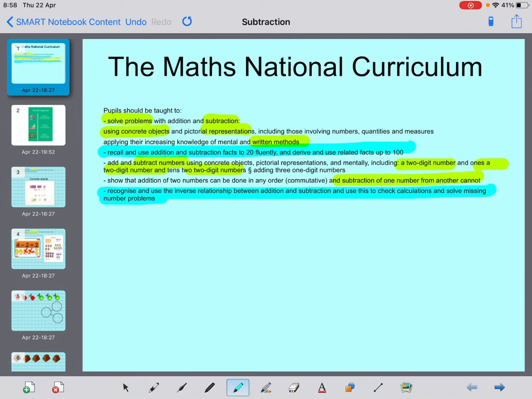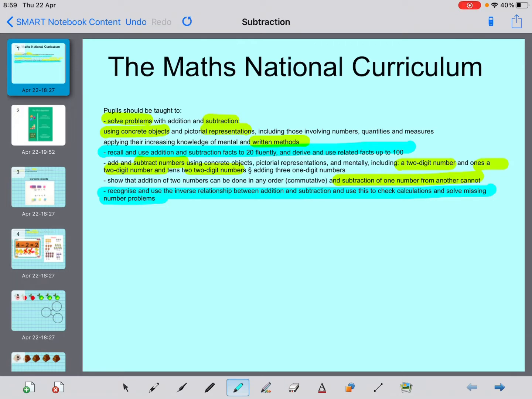So the Maths National Curriculum statements are the same as those in the addition video, but this time we're going to be using the same concepts but using subtraction. In the curriculum, pupils should be taught to solve problems with addition and subtraction. They should be taught to use concrete objects and pictorial representations for subtraction, increasing their knowledge of mental and written methods. Children should be able to subtract numbers using two-digit numbers and subtracting the ones, using two two-digit numbers, subtracting them away from each other.